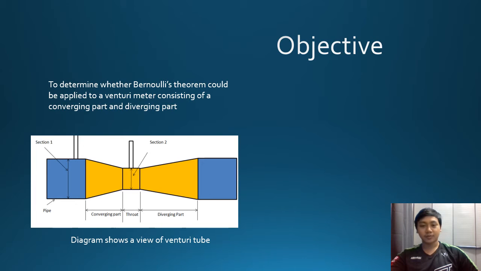The objective of this project is to determine whether Bernoulli's theorem could be applied to a venturimeter consisting of a converging part and a diverging part. You can see on the diagram that this is a venturi tube. It has a converging part with lowering diameter and a diverging part.